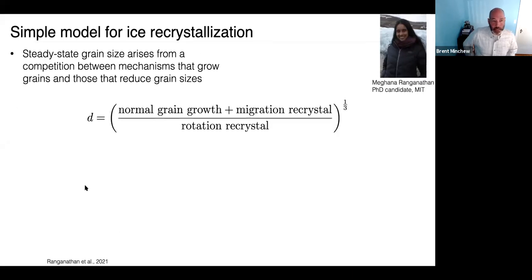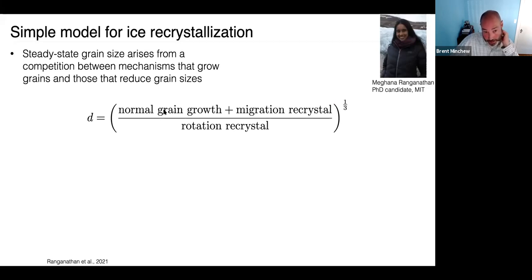So Megan took this on as part of her PhD work, and she developed a steady state grain size model. And the steady state grain size model basically takes the grain size of the ice as the bulk, average grain size of the ice, as arising from the competition between mechanisms that are going to grow the grains, of course, and mechanisms that are going to reduce the grains.